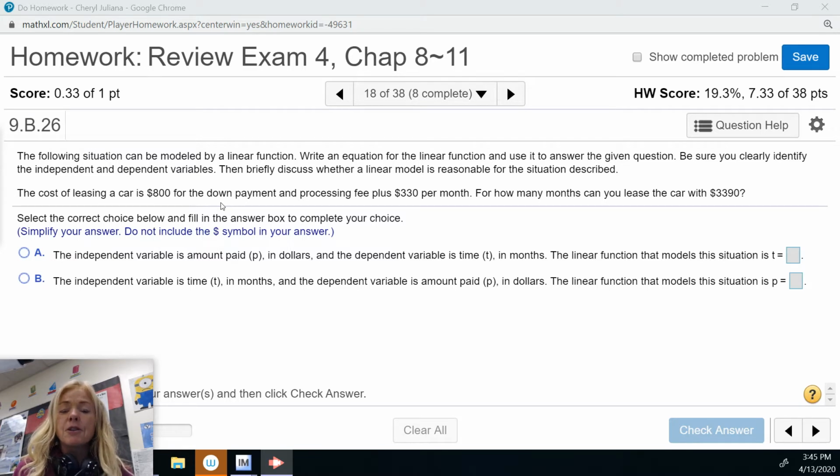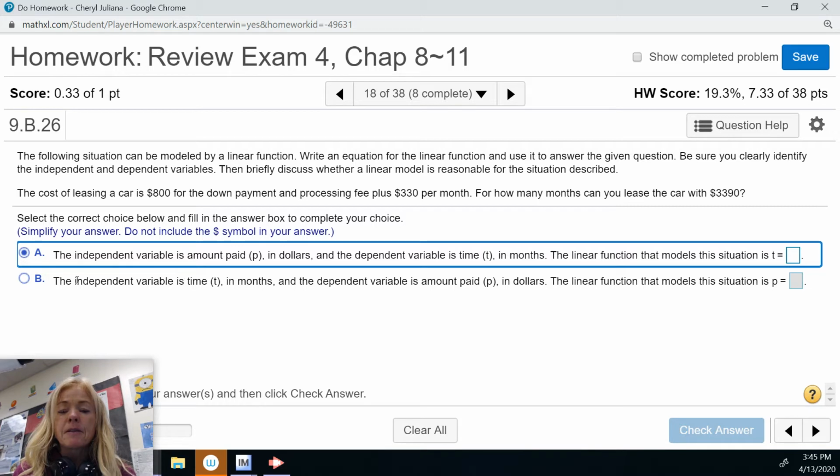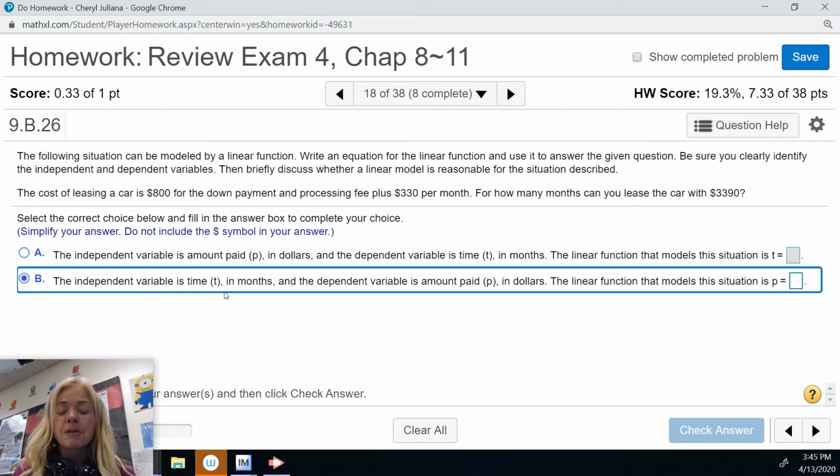And then it is $800 for the down payment. So you just pay a constant fee of $800 at the start. And then every month, you're paying $330 per month. So every month you pay that. For how many months can you lease the car with $3,390? So the cost is going to be dependent on how many months you lease the car. So months will be independent. The independent variable is time, and then the dependent variable is amount paid in dollars.